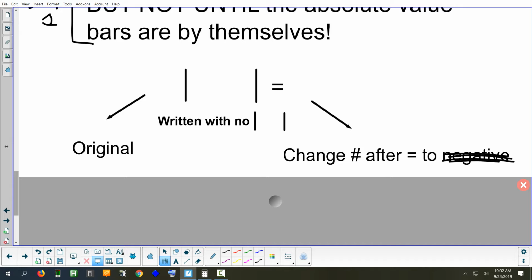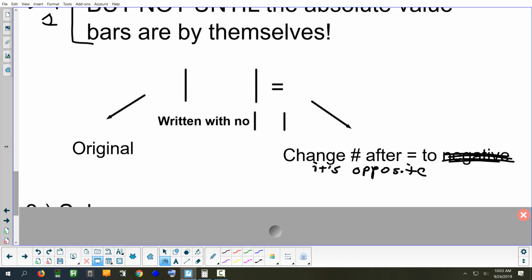Now the other equation, you're going to do the same thing. You're going to get rid of the bars, but the extra step is you have to change the number after the equal sign to its opposite. So change the number after the equal sign to its opposite. So opposite means if the number after the equal sign was a 2, make it a negative 2. If it was a negative 12, make it a positive 12. All right? So let me show you how that one would look. So no bars, change the number to its opposite.